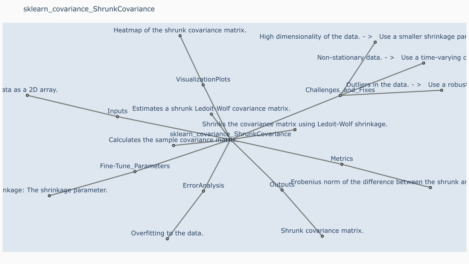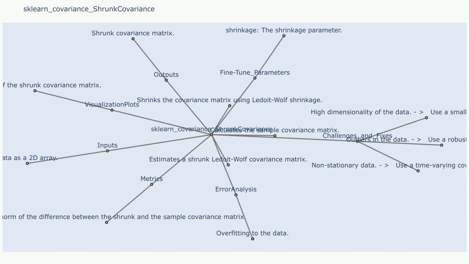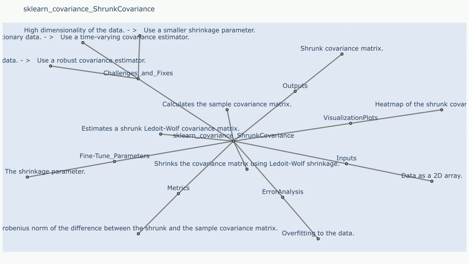sklearn.covariance: the shrunk covariance estimator in scikit-learn provides a regularized version of the sample covariance matrix. It addresses the issue of singularity and instability in the covariance matrix, especially when dealing with high-dimensional datasets or cases with fewer samples than features. By introducing a shrinkage parameter, it blends the sample covariance matrix with a scaled identity matrix, resulting in a more robust and stable estimate.